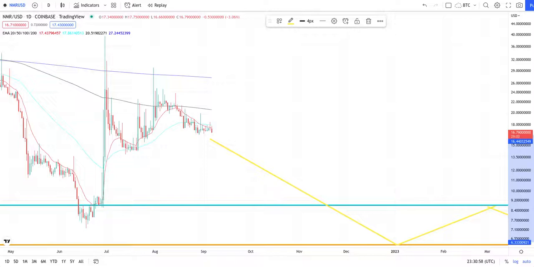Got y'all right here on the 4-hourly. And as we can see, this thing is on a downtrend. Came up at the 200 EMA, then the 100 EMA, then the 50 EMA. Now we're tapping the 20 EMA on the daily. So we are continuing our way down.